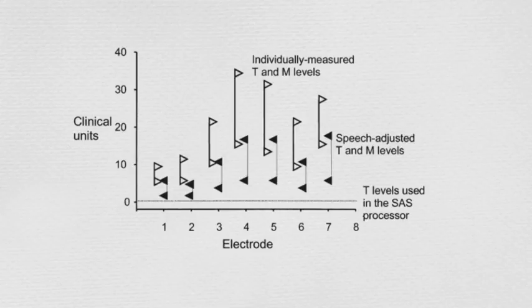Change in electrical dynamic range caused by electrode interaction. Open symbols represent original T and M levels measured for individual electrodes in isolation. Solid symbols represent modified T and M levels measured using live speech as a calibration signal.